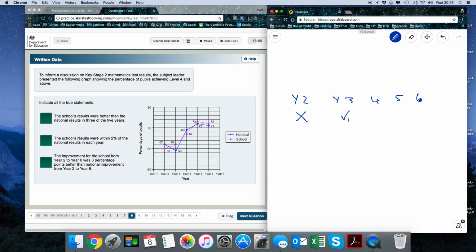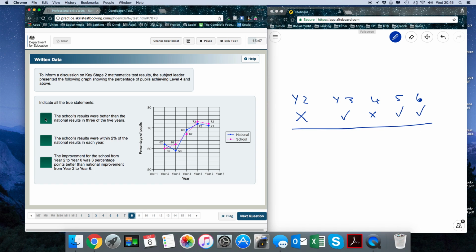Year 3, is it higher? Yes, it is. So we're looking, see, school is pink, national is blue, so we're really looking for when the pink one is above the blue one. So we move on to year 4, nope, it's not. Year 5, yes, it is. Year 6, yes, it is. So you look at that little thing that I've done on the right, and that clearly shows that that's 3 out of the 5 years. So there you go, it's a true statement. So we click that one.